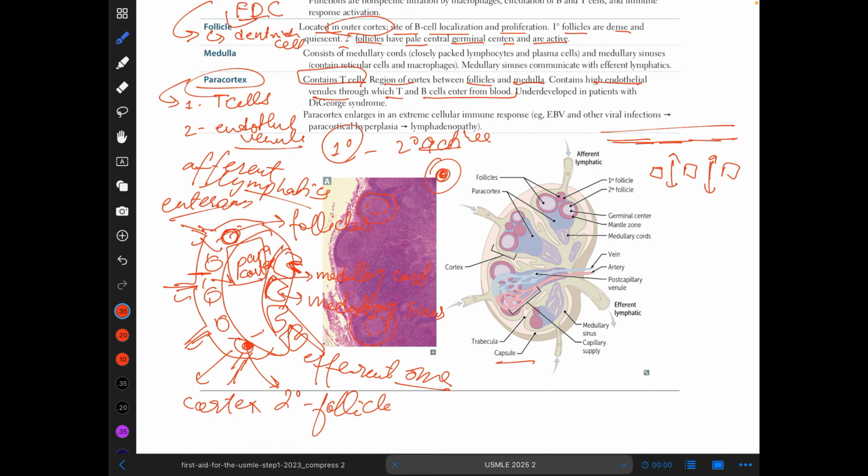Secondly, the paracortex is underdeveloped in patients with DiGeorge syndrome, which is a 22q11.2 deletion syndrome. And if you have any chronic infection or an extreme, severe immune response, there could be paracortical hyperplasia, and due to it, you will find lymphadenopathy, or enlarged lymph nodes.